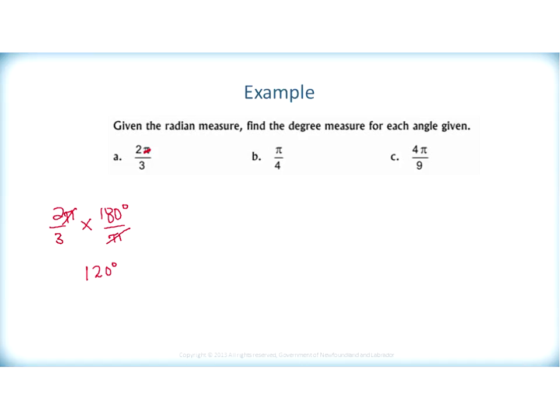If you want to attempt the next one on your own, you may wish to pause the clip. We are going to have pi over 4. We're going to multiply it by 180 degrees over pi. This will give us 45 degrees. We have 4 pi over 9 multiplied by 180 over pi. Once again, the pi's will cancel. This will give us 80 degrees.